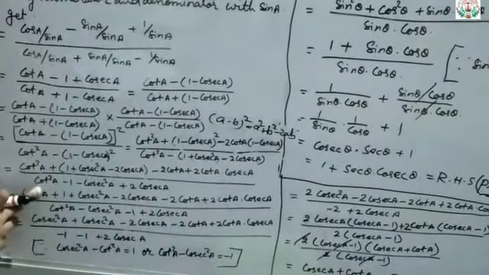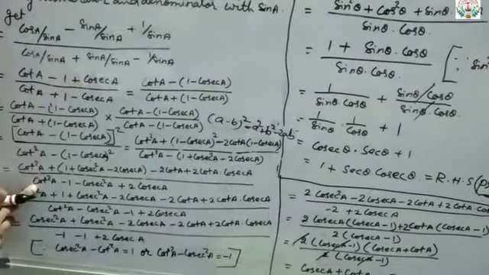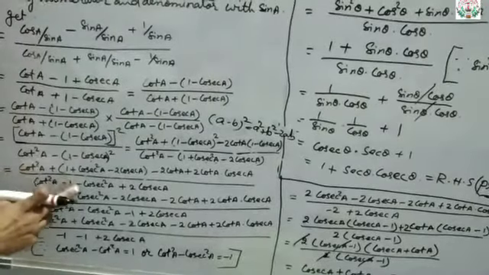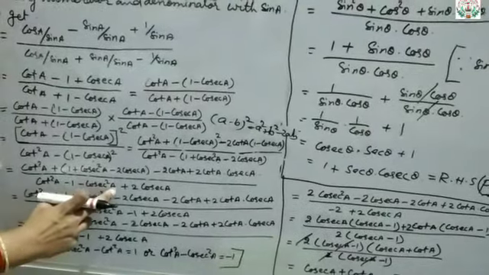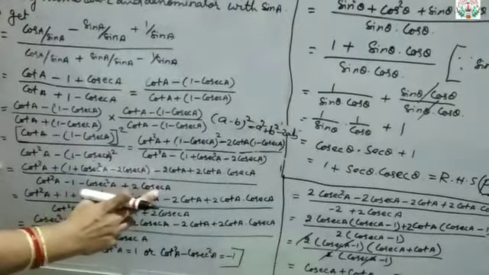Okay, and denominator will be what? You can see there, cot square a minus, multiply this with the terms. Okay, so minus 1 minus cosec square a plus 2 into cosec a.